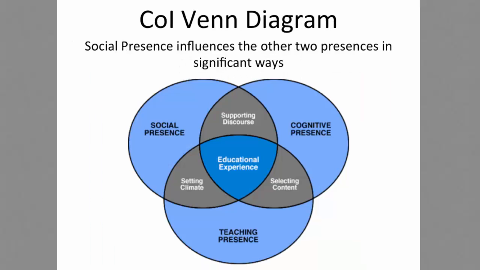So return to our COI Venn diagram. You can see that social presence influences the other two presences in significant ways. Here you can see that social presence supports discourse in terms of helping us to interact with the intellectual content. And over here you can see that social presence helps to set a positive climate.